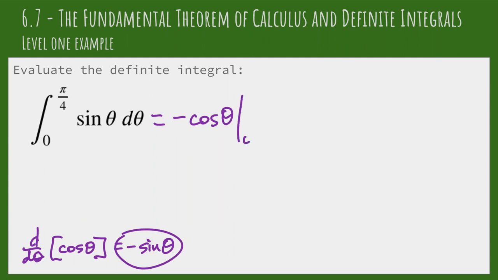Now, we want to evaluate that from 0 to pi over 4. So remember, we start with the upper limit. So the upper limit is pi over 4. So we have the opposite of cosine of pi over 4 minus the opposite of cosine of 0. There's nothing wrong with, if you see this coming, if you're subtracting a negative, just put plus there. So plus the cosine of, not theta, but 0.